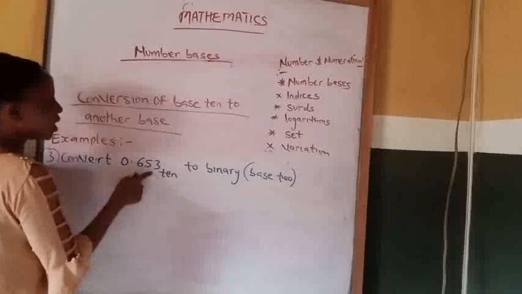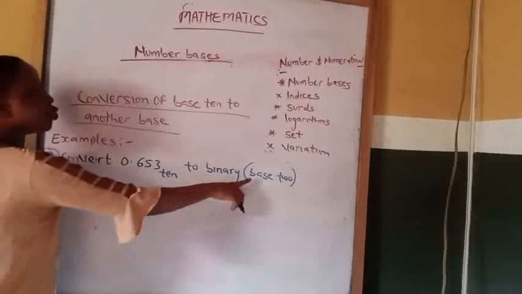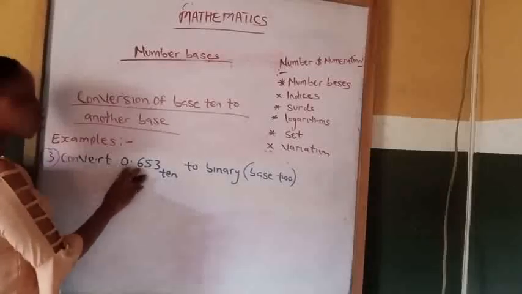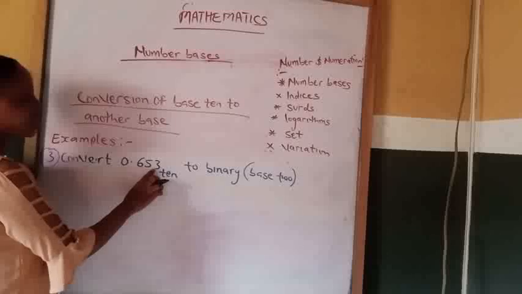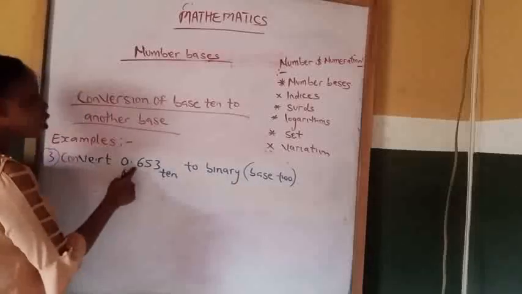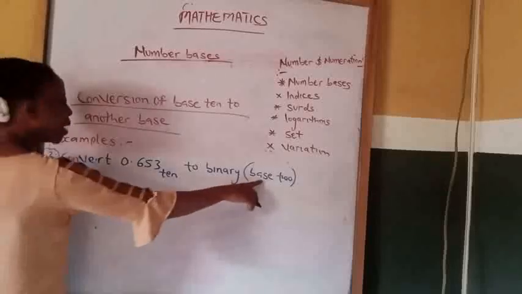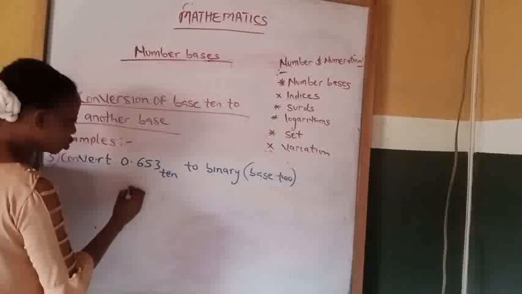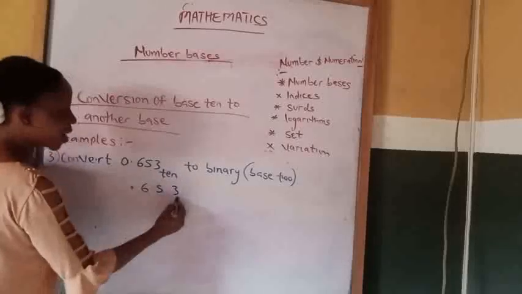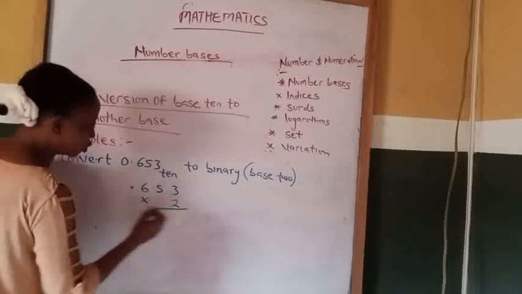Then this is a decimal number, so you don't divide this one by the new base like that of a whole number. This is not a whole number. This is a decimal number. So we don't divide it. What we are going to do is multiply our decimal numbers by the new base. So that is dot 653. You multiply it by your new base, base 2.